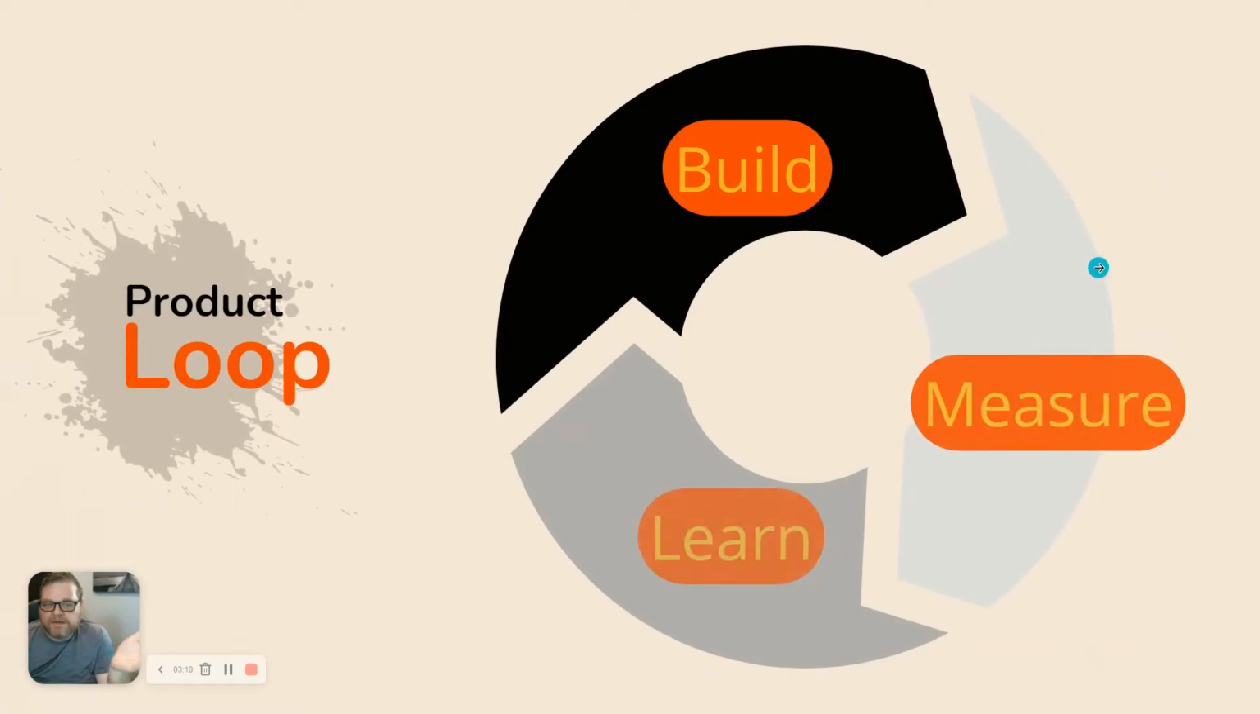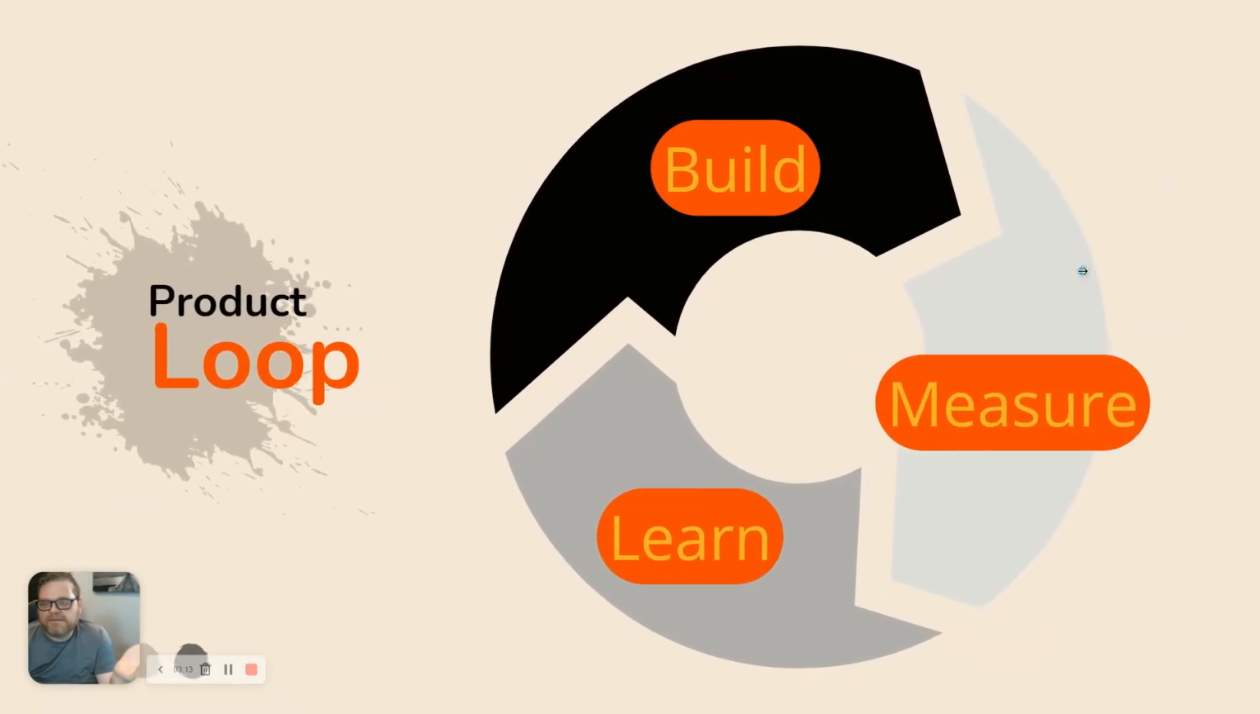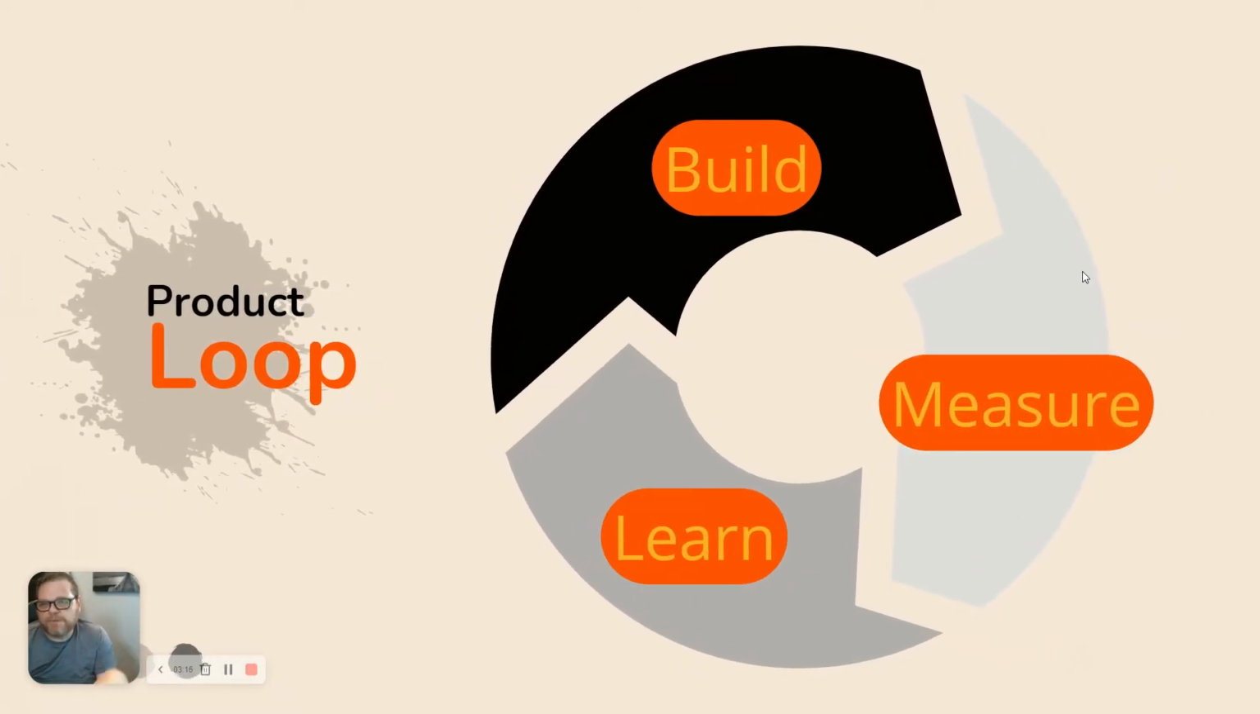From the Lean Startup book, this product loop was really crystal clear: you build a product, you measure what the market and the customers say about it, really the foot traffic, what actually happens. You have some data that you measure, then you learn from that data, and then you build your next iteration. So it's build, measure, learn, build, measure, learn, build, measure, learn.